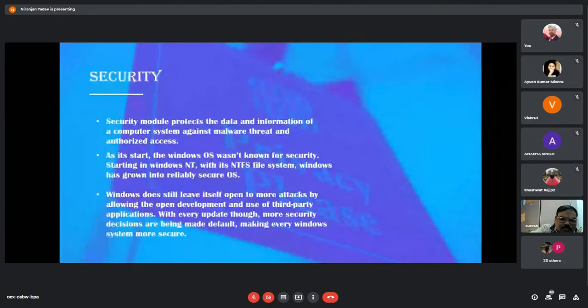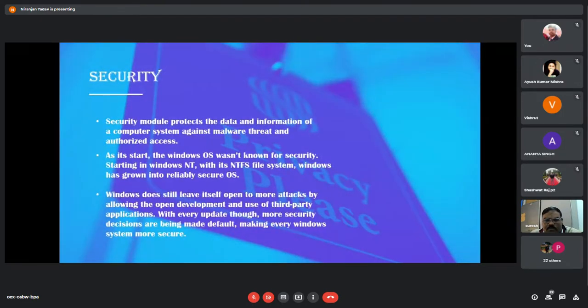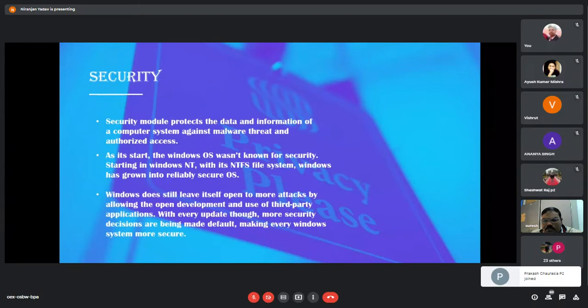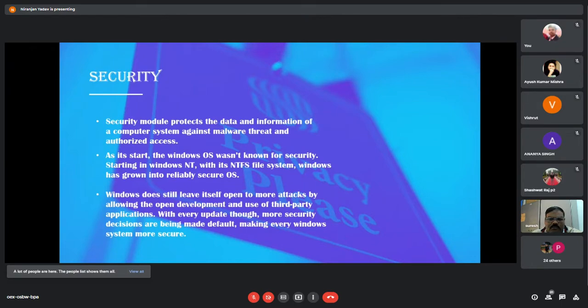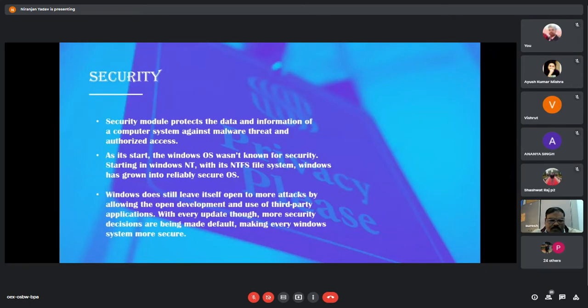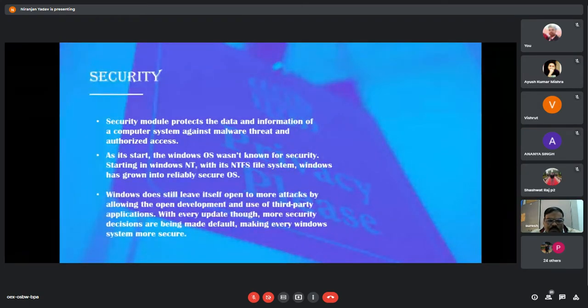Now security. The security model protects the data and information of a computer system against malware, threats, and unauthorized access. At its start, the Windows OS was not known for security. Starting in Windows NT with its NTFS file system, Windows has grown into a reliably secure OS. Windows does still leave itself open to more attacks by allowing the open development and use of third-party applications. With every update, though, more security decisions are being made default, making every Windows system more secure.